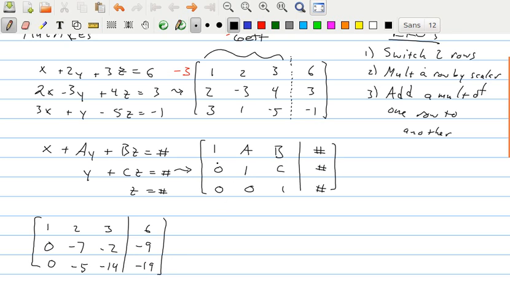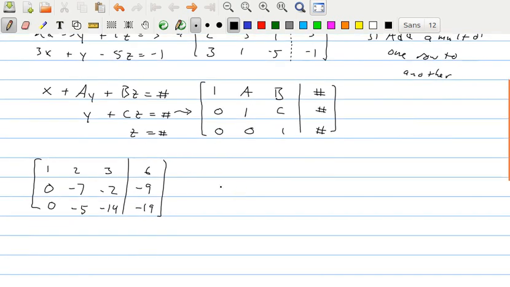Okay, so now at least we've cleared out the first column. Now we need to make some more headway in that second column. So your goal here is to get a 1 in this spot. Now if I do that on the second row, I'll have to multiply the second row by negative 1/7, and that's going to introduce fractions. And I'd rather not deal with those unless I have to.